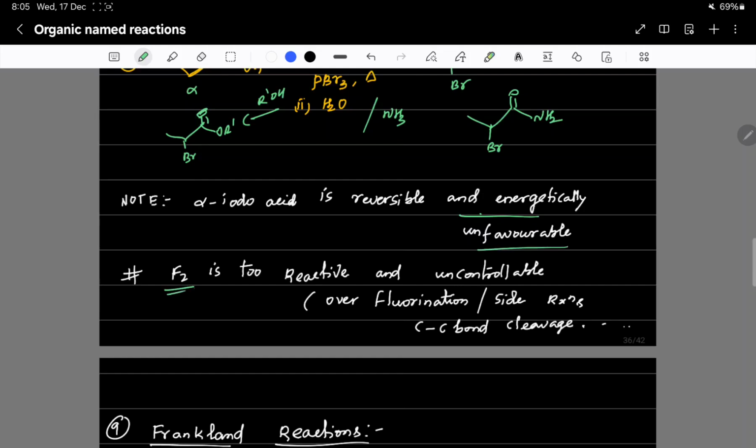Fluorine also we are not using, because it is highly reactive and uncontrollable. Over-fluorination is possible, side reactions take place, carbon-carbon cleavage is possible, and the reaction is explosive.